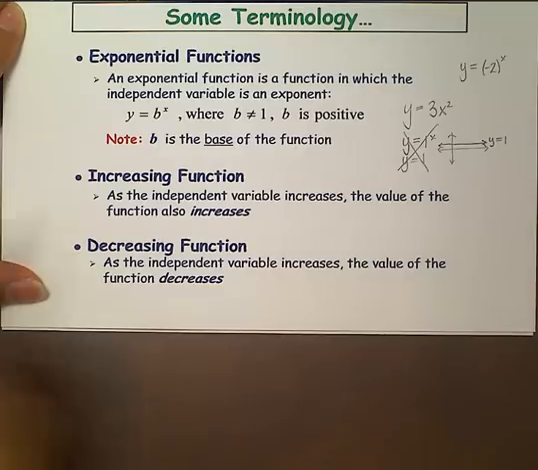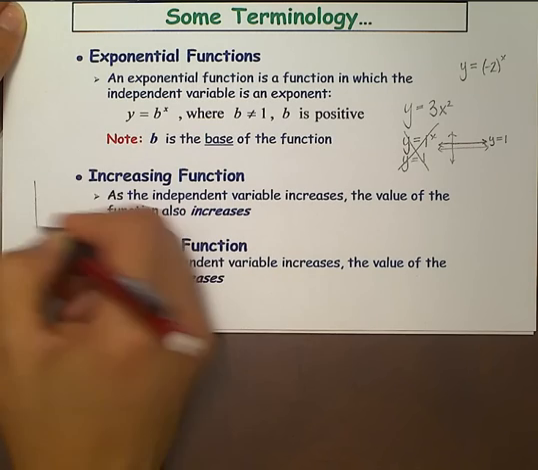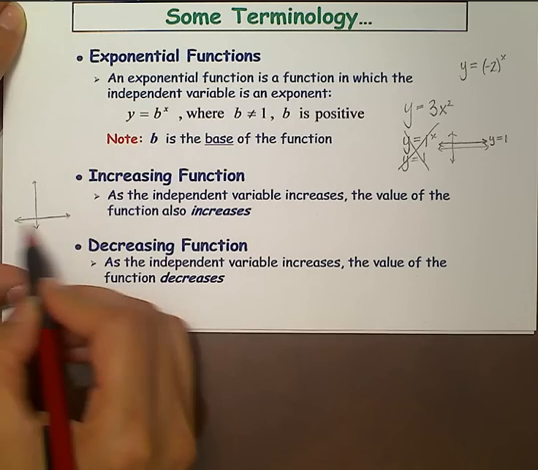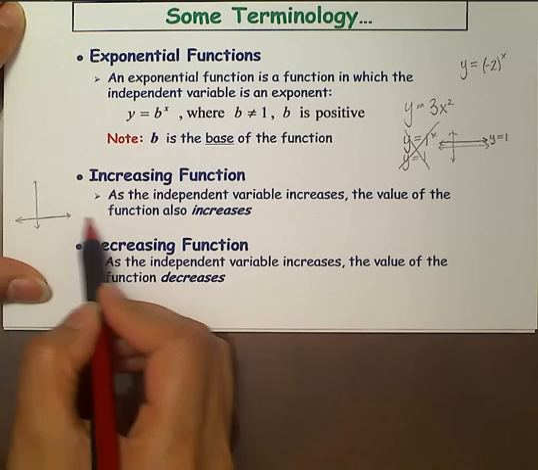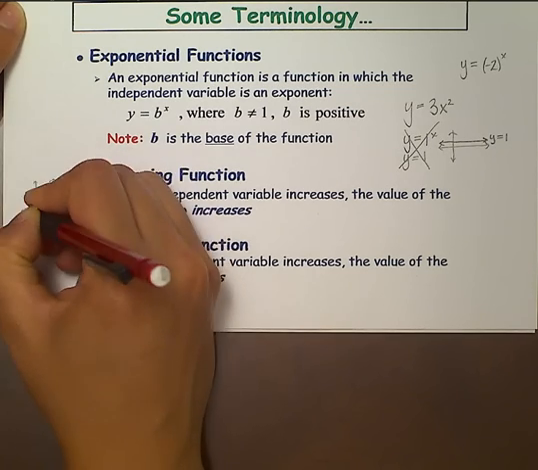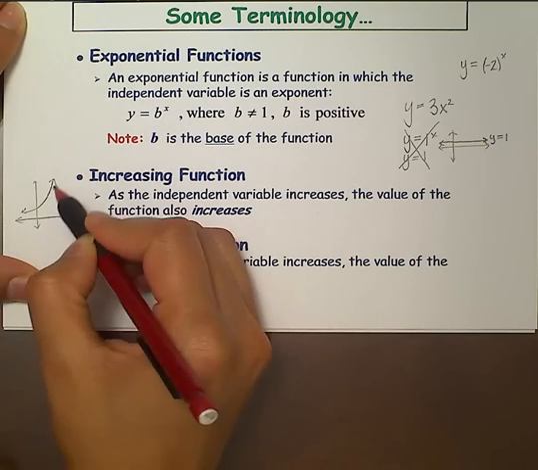Okay, some other words that you might hear are increasing function and decreasing function. So an increasing function looks at how, as the independent variable increases, the value of the function also increases. So in other words, as I go from left to right in a graph, the actual function increases as well. So as x increases, y also increases. So you might have something that looks like this. As the value of the independent variable is getting higher, so is the value of the dependent variable.